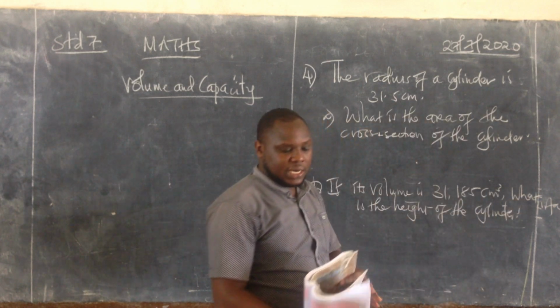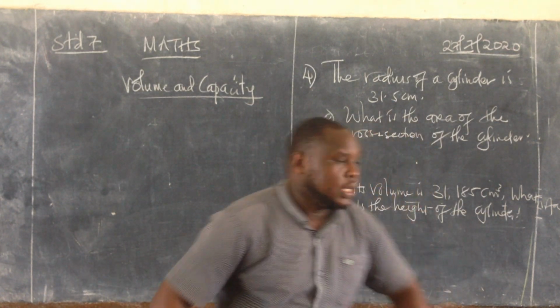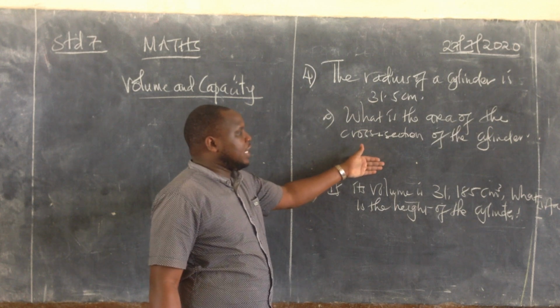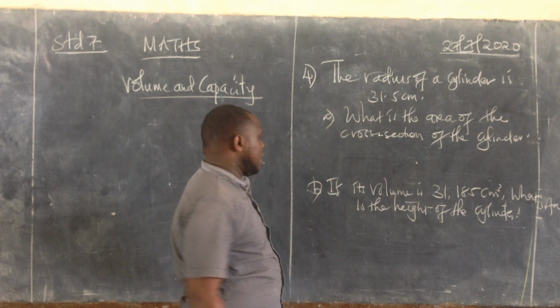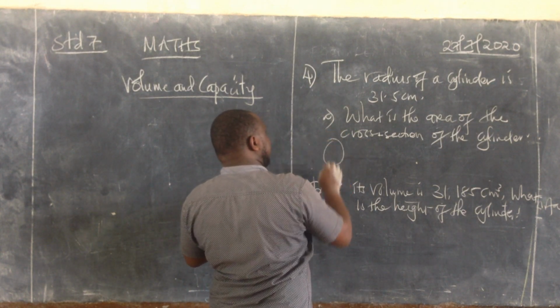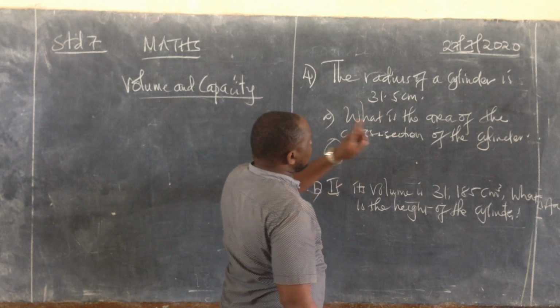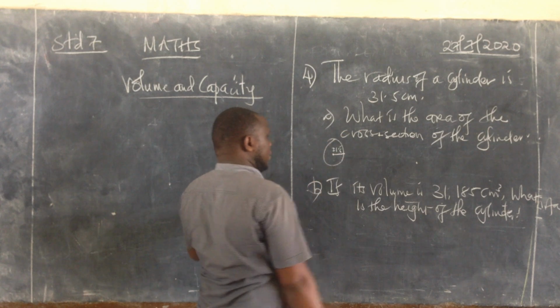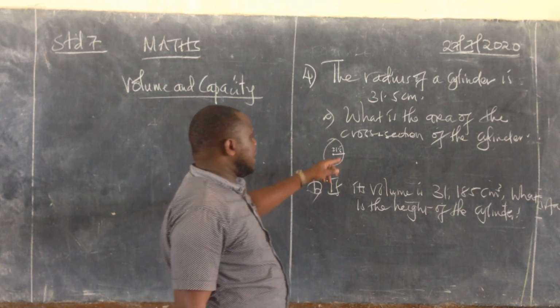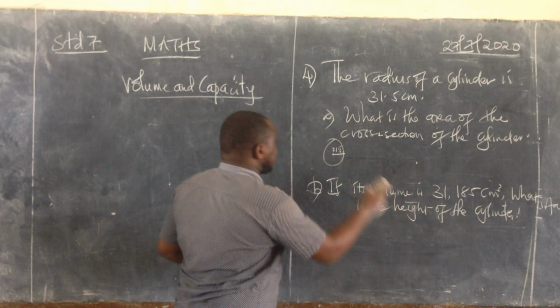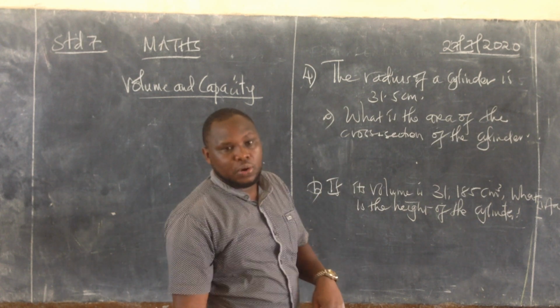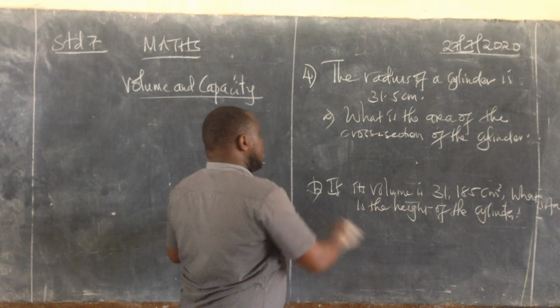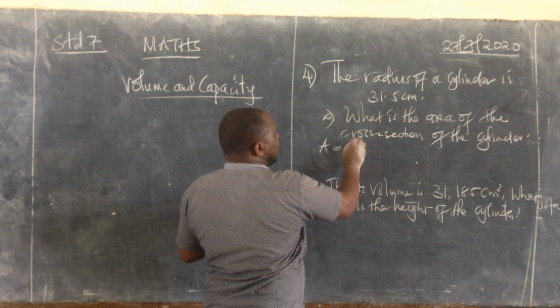So this is very, very important, learner. Remember what I told you, that the area of a cross section of a cylinder is the area of that circular part. If you draw that circular part, you realize that the radius of that circular part is 31.5. So in this case, we want to just get the area of a circle. How do you get the area of a circle? The area of a circle is given by pi r squared.